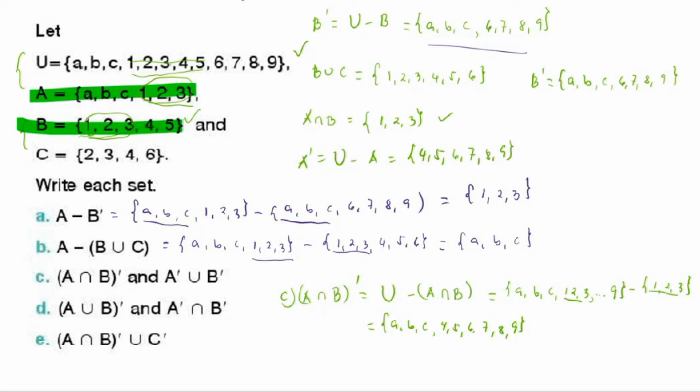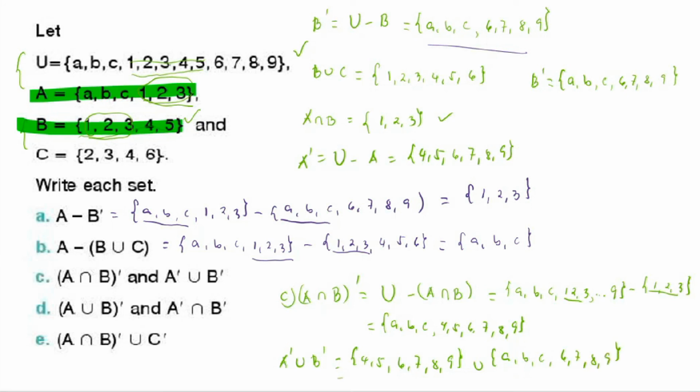But our expected answer would be the same as the complement of A intersection B, according to the property. So let's try. We have A complement union B complement. A complement has the elements 4, 5, 6, 7, 8, 9. Union B complement, we have A, B, C, 6, 7, 8, 9.